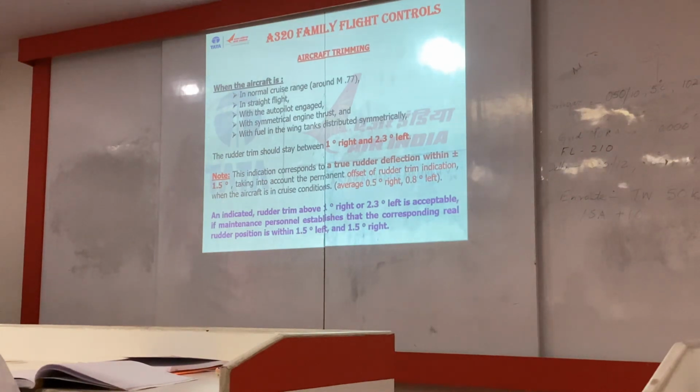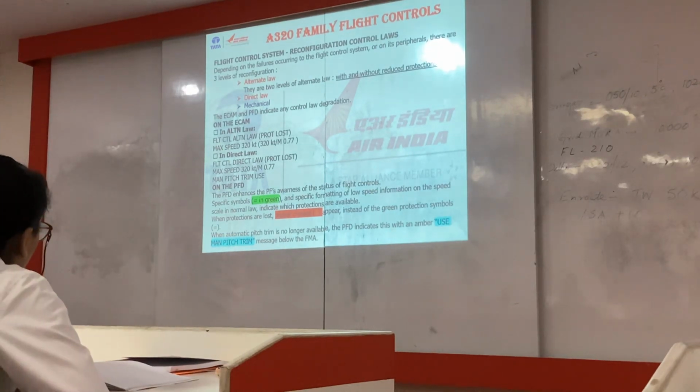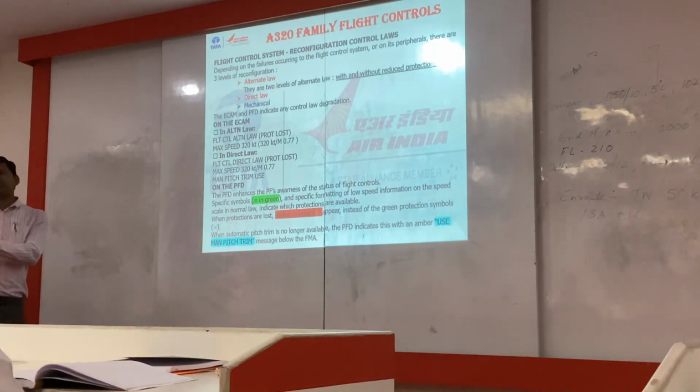Aircraft trimming. When the aircraft is in the normal cruise range, so a reconfiguration of law happens: from normal law it goes to alternate law. In alternate law there are two things: with protection, without protection.